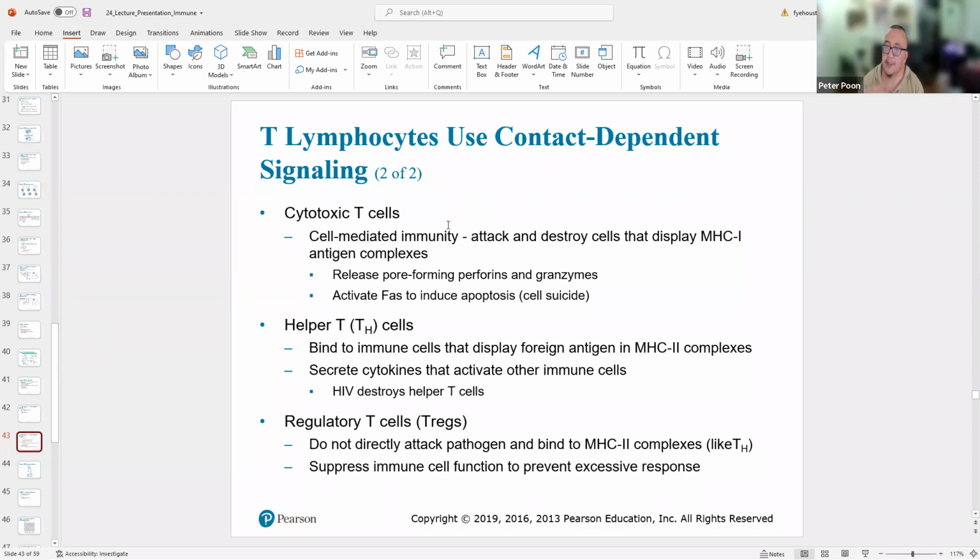Cytotoxic T cells check everything with MHC class 1 complexes. If it matches, that means that cell has some component of virus or bacteria that's replicating inside the cell. And if it matches the cytotoxic T cell, then the cytotoxic T cell will kill it by releasing pore-forming perforins. Perforins perforate the cell, make holes in it, and they release granzymes. Granzymes activate something called FAS to induce apoptosis.